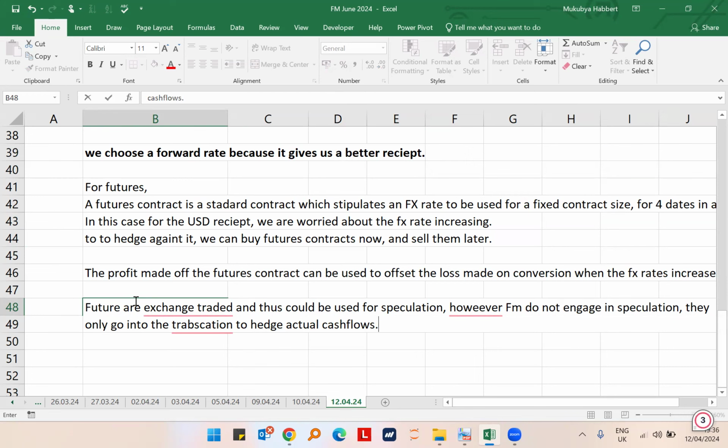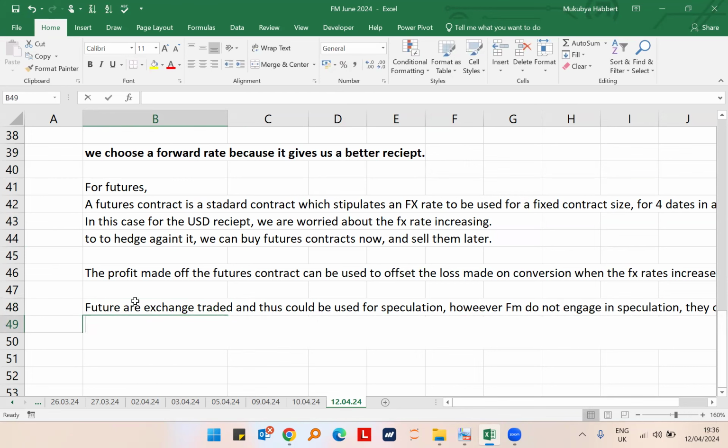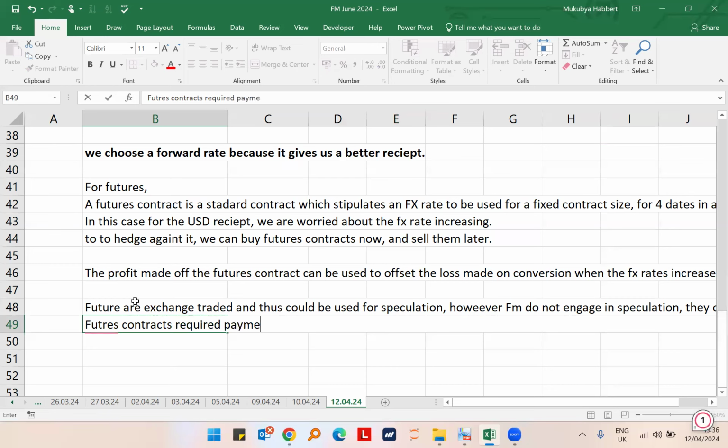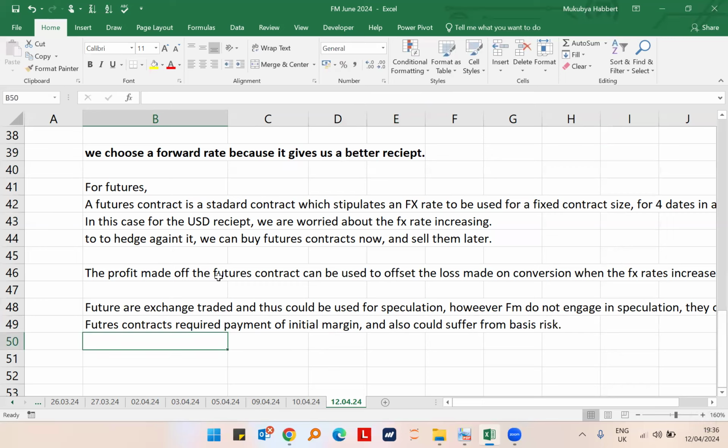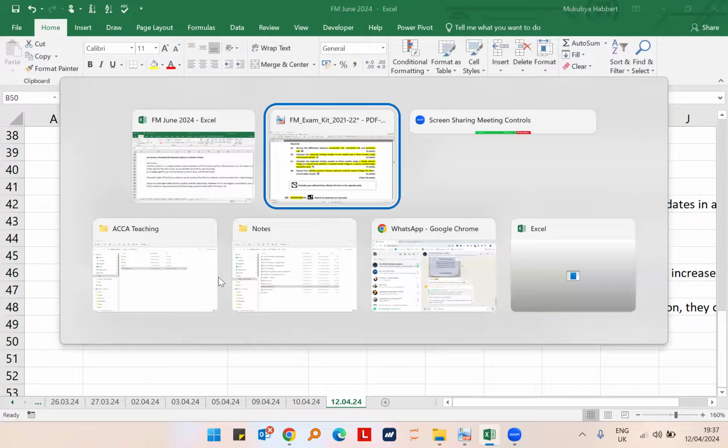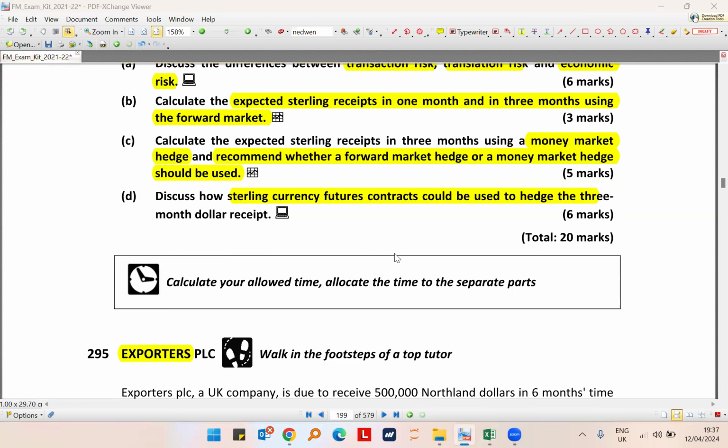So here we've got the main points, but you could also add something like futures contracts require payment of initial margin, okay? And also could suffer from basis risk. If you remember those, good, but even if you don't, you are able to pass at this point if you have given this much information. So that is the first question. It is not very difficult, if I'm to say so.